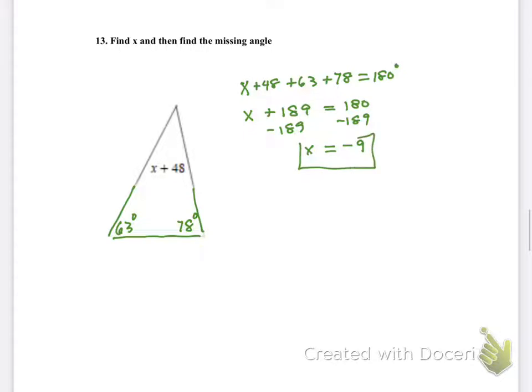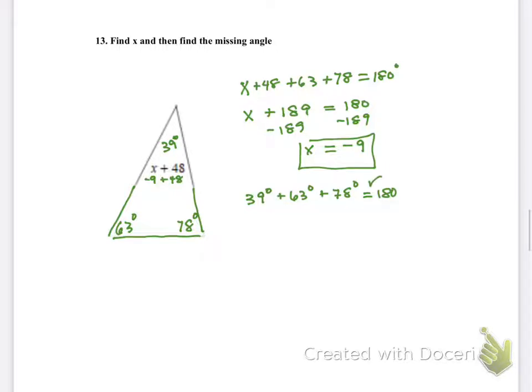So it says to find x and then find the missing angle. Okay, so negative 9 plus 48 gives me 39 degrees. So now let's check our work. I should find that 39 plus 63 plus 78 equals 180. So 39 plus 63 plus 78, and it does indeed equal 180, so I know I'm good.